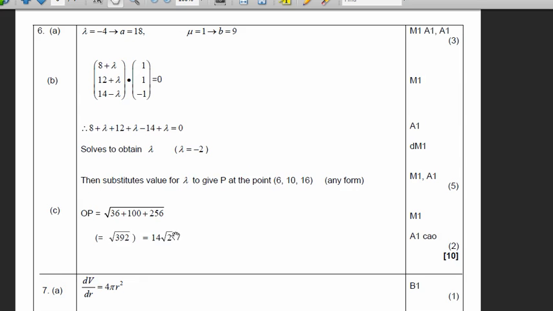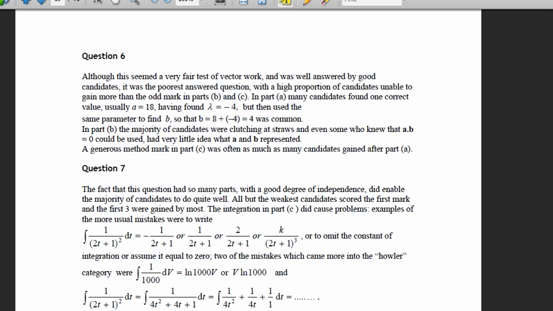I wonder, do we have to write it in the simplest form? Let's see the examiner's report. Although this seemed a very fair test of vector work and was well answered by good candidates. Good candidate means the people who did well in the exam. So not many people did well in the vector sum. It was the poorest answered question. Oh my god, the vector question was the poorest answered question.